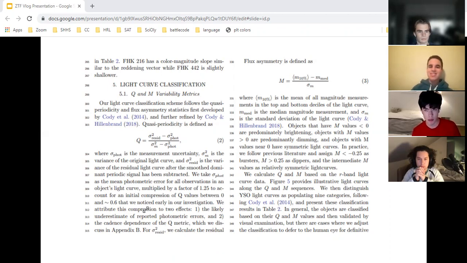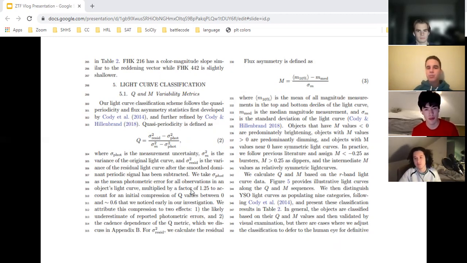When I was introducing myself, I forgot to mention my name. Hi, I'm Owen, and we'll be talking a bit more about Q, or the quasi-periodicity metric, and M, the flux asymmetry metric. Q is used to measure how periodic a star's light curve is, while M is used to show whether the star has bursting or dipping behavior.